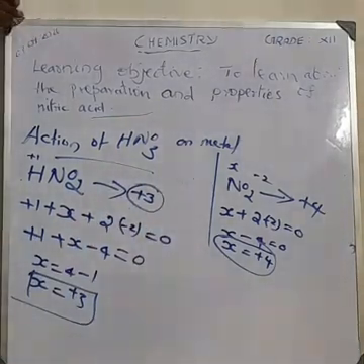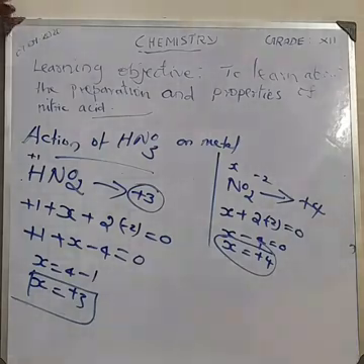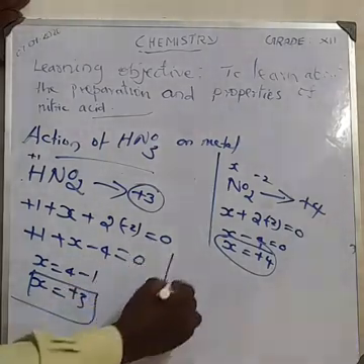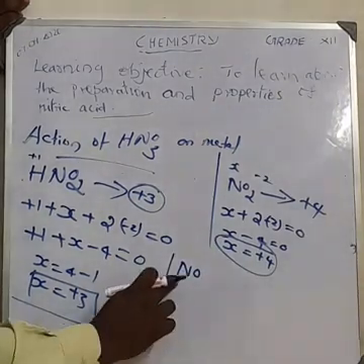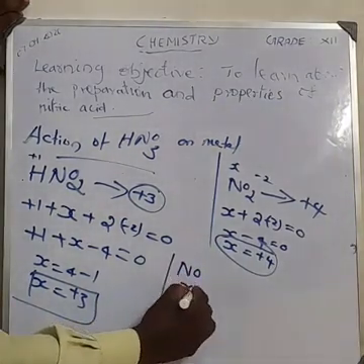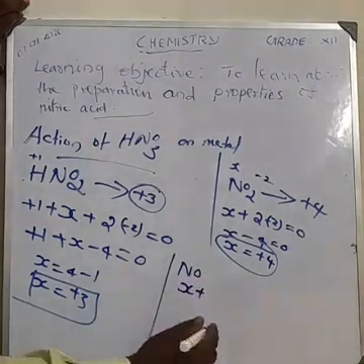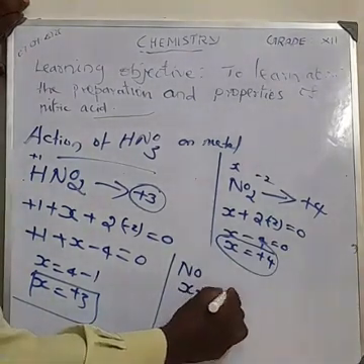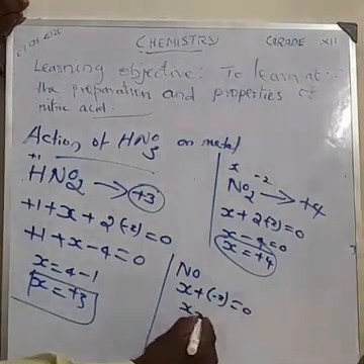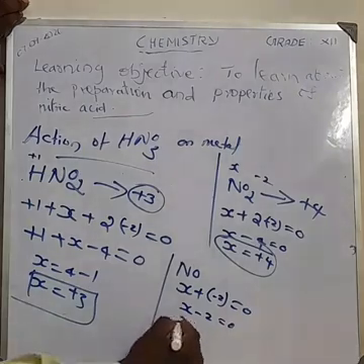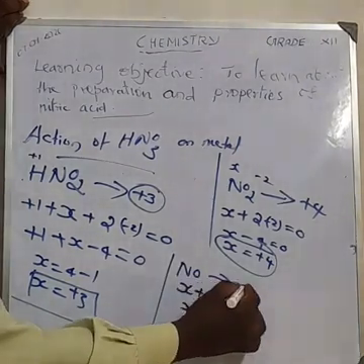Can you write the next one? What is the oxidation state of the NO molecule? NO. Please say the answer. Nitrogen is taken as X plus oxygen, how much? -2, equal to 0. So what's the answer? X minus 2 is equal to 0. X is equal to +2. So what's the answer? +2.